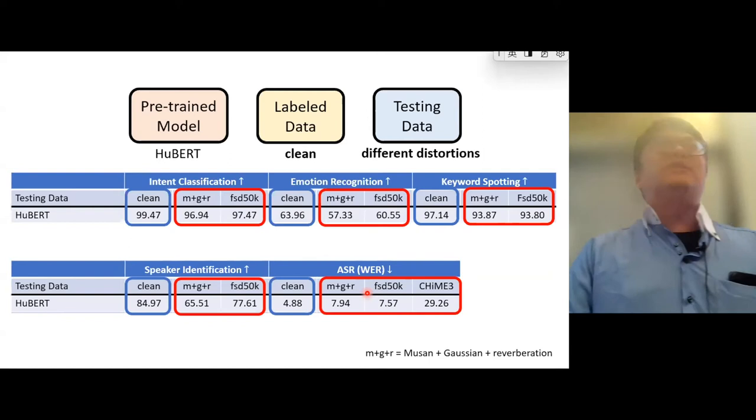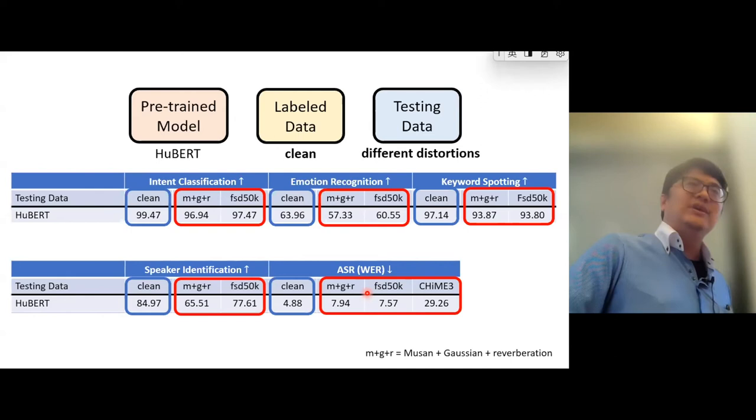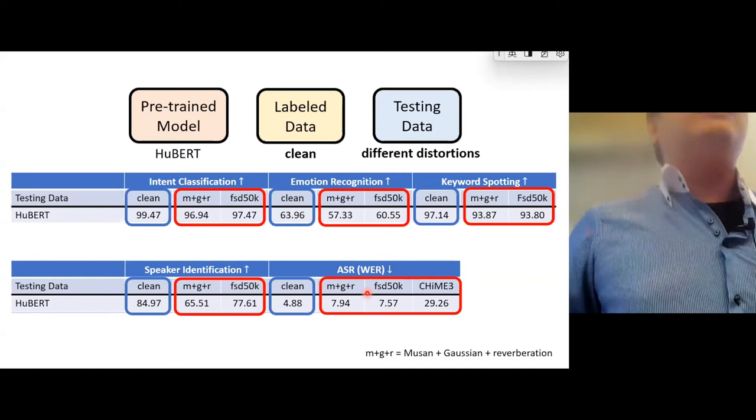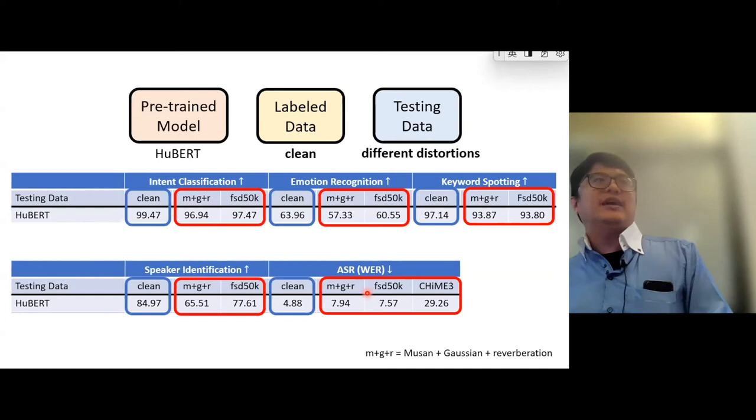We will explore other distortion. For example, we will explore other domain mismatch in the following 6 weeks. Here we're just starting from the speech distortion and found that those models are not actually very general. The generalization capability can still be improved.